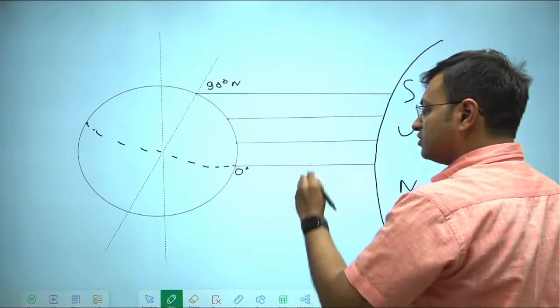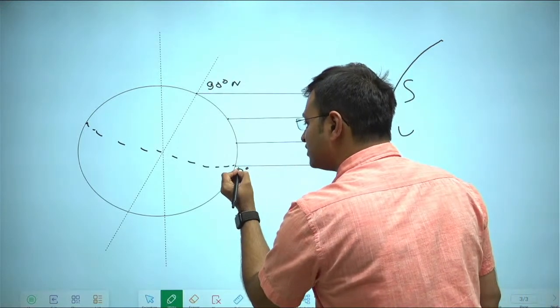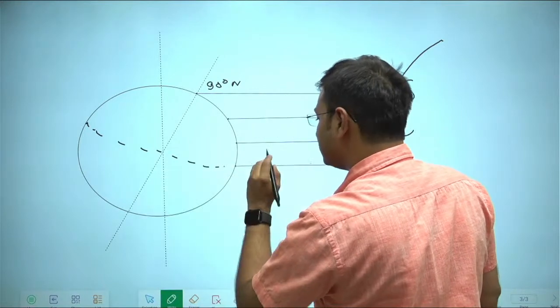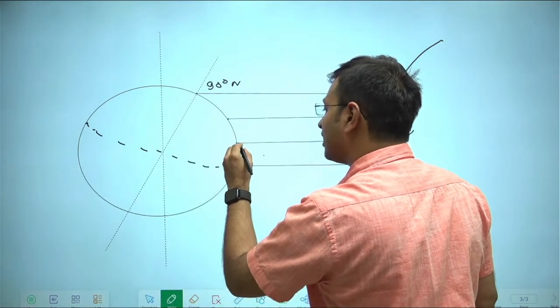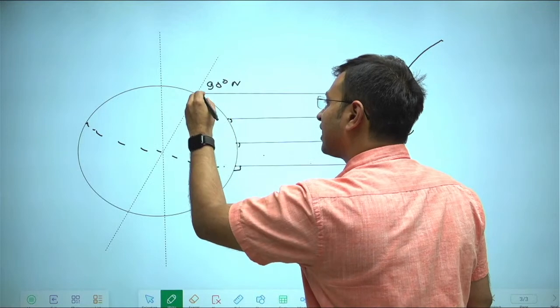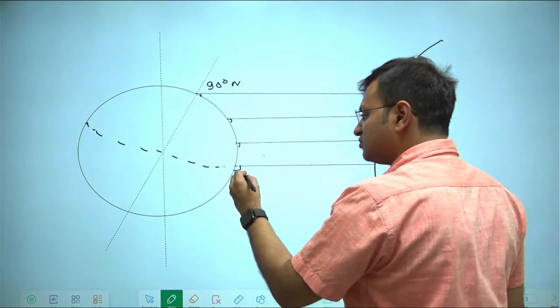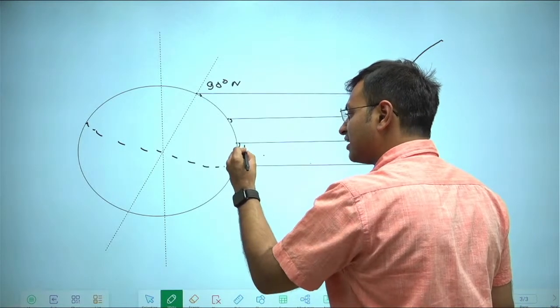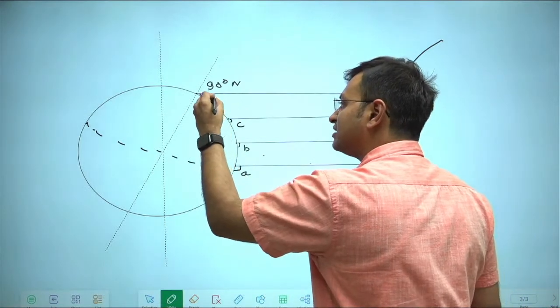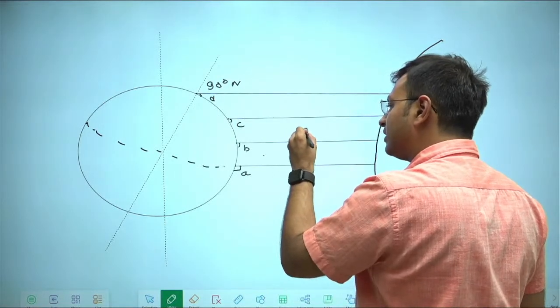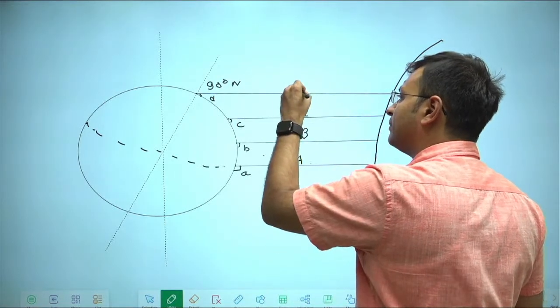Okay, so if you see this, this angle is exactly 90 degrees, and as we move towards the equator, this angle becomes very slant. Let us assume this angle as A, this angle as B, this angle as C, and this angle as D. Let us assume this distance to be capital A, capital B, capital C, and capital D.